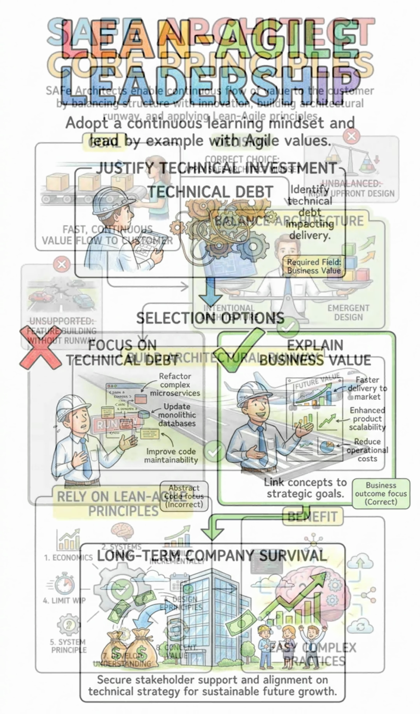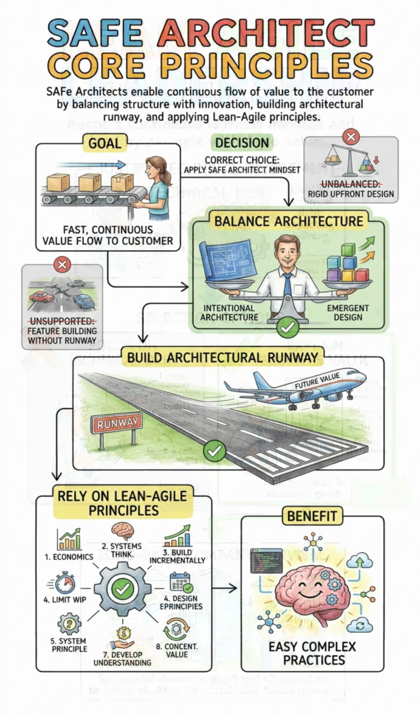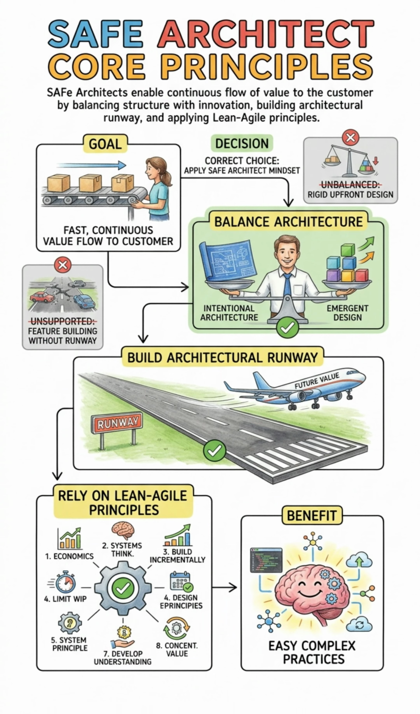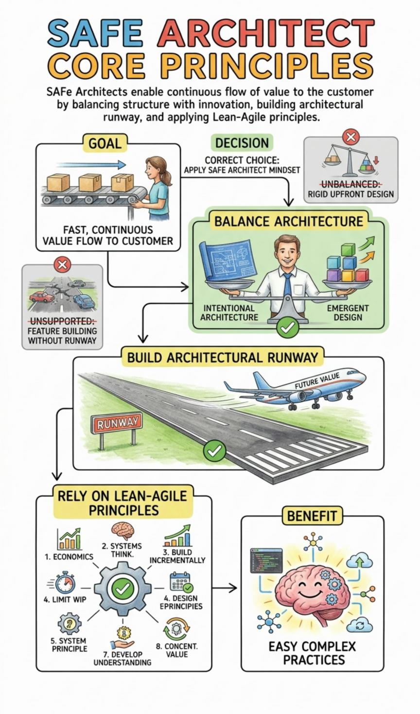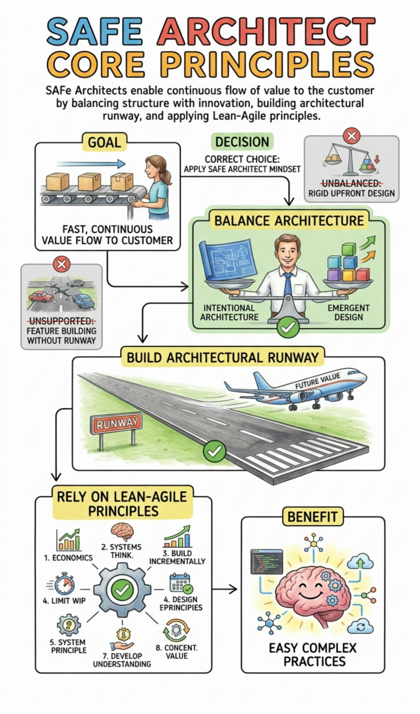As we wrap up these foundational concepts, remember that your ultimate goal as a SAFe architect is to enable the fast, continuous flow of value to the customer. You achieve this by balancing intentional architecture with emergent design, proactively building the architectural runway, and heavily relying on the 10 Lean Agile principles to guide your choices. Keeping this specific mindset at the forefront of your studies will make the more complex technical practices we cover later much easier to understand and apply.